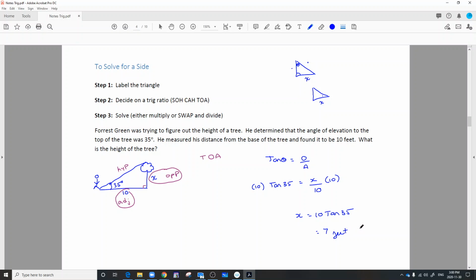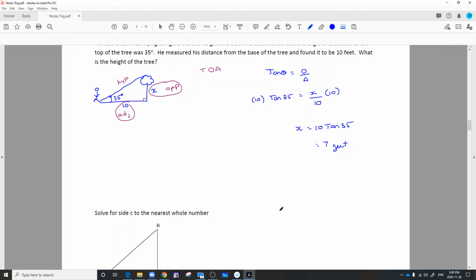If it doesn't specify how many decimals, whatever you answer, I will take as correct. But we have now used trig ratios to solve for an unknown height. Let's try the next one.